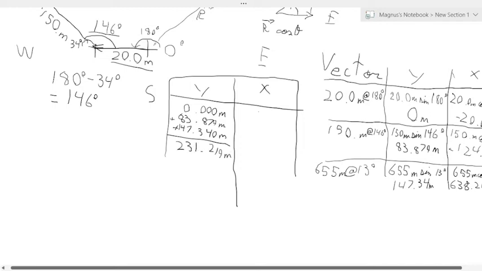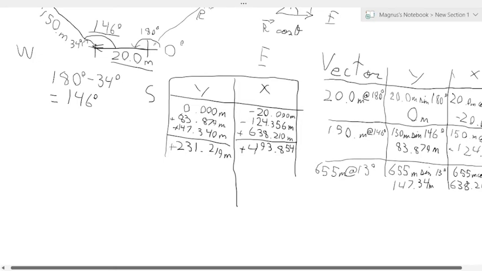That will give us an approximate net y of 231.219 meters. For our x, we have negative 20.000 meters, minus 124.356 meters plus 638.210 meters. I just added extra decimal places so things line up. And this will give us a net x of 493.854. Again, these are both positive values.